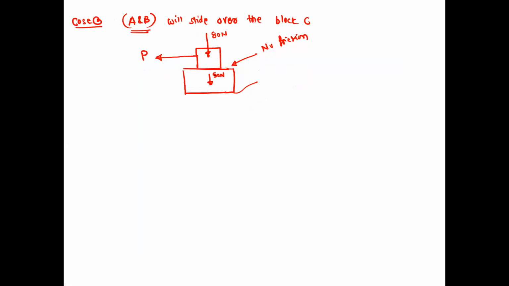So between block A and B, there is no friction, because they are moving as a single unit, and A and B are sliding over the block C. So at this contact surface, there will be friction. And as the impending motion is towards the left side, this is the direction for the impending motion. So friction will be opposite.